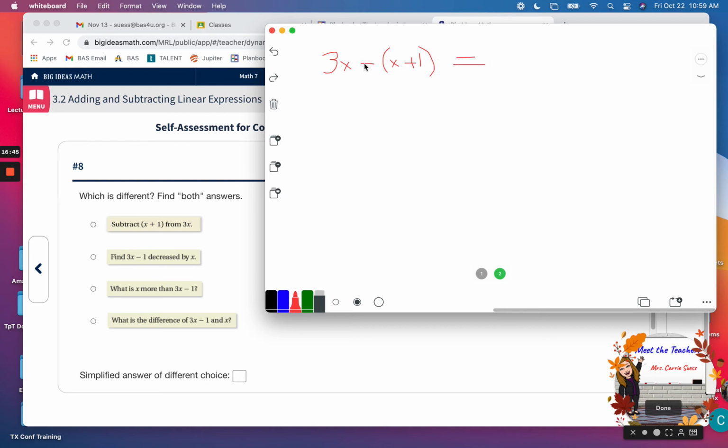Okay, this negative applies to the x, right? So what's 3x minus x? 2x. Okay, and then is there anything to subtract from this 1? No, but look, this is a positive, this is a negative, so it's going to be minus 1. Okay, so there's our first simplification. Let's look at the next one. Find 3x minus 1 decreased by what? x. So which one comes first?